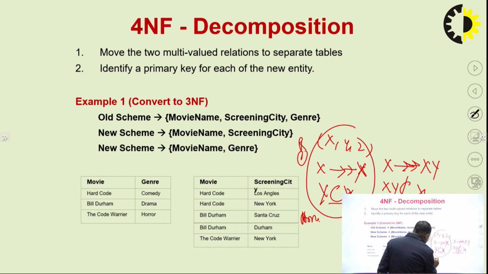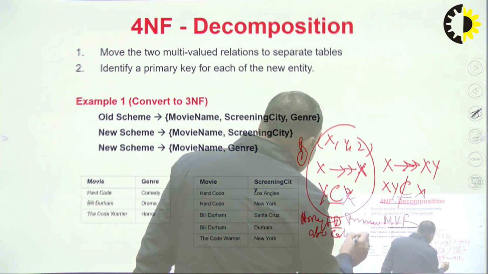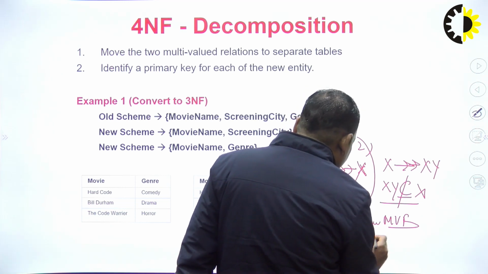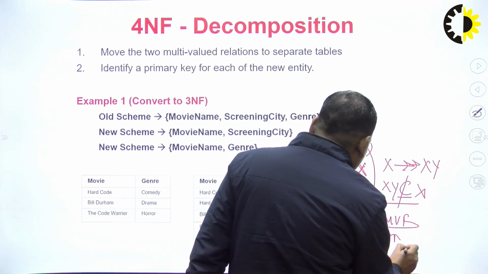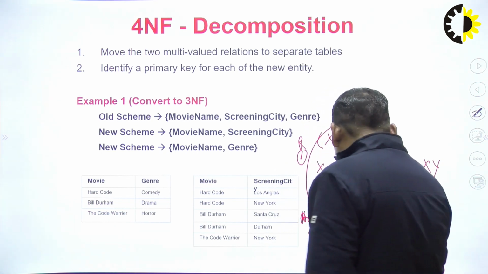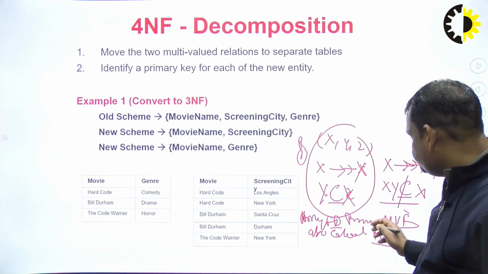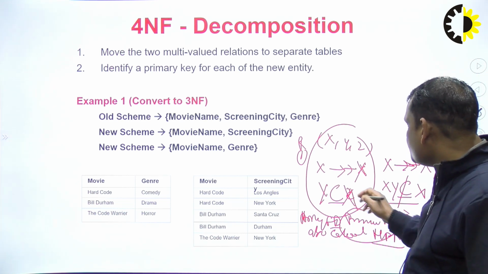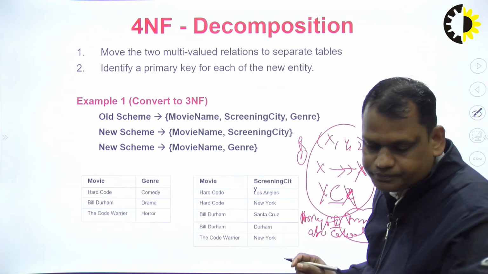Any functional dependency, trivial multi-value functional dependency, is also called fourth normal form. Trivial type multi-value functional dependency is also called fourth normal form.